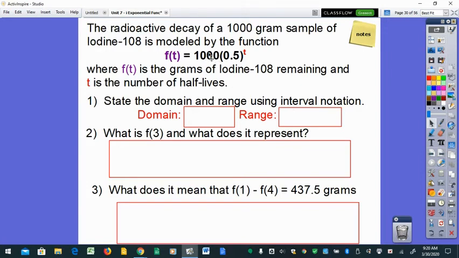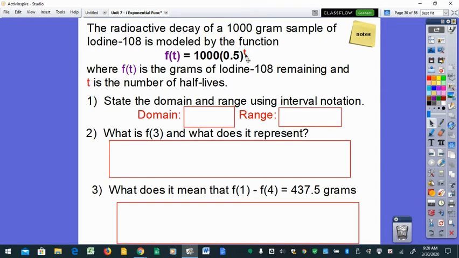So you can see there's the start amount. You can see there's the 0.5, 50% is going to be lost and 50% is going to remain. T is going to be the number of half-lives, and f of t is going to be the grams of iodine 108 remaining. So let's talk about what possible numbers could be in the domain, which means what numbers could t take on, like up here.